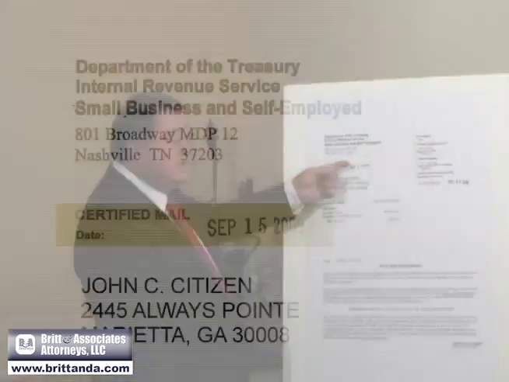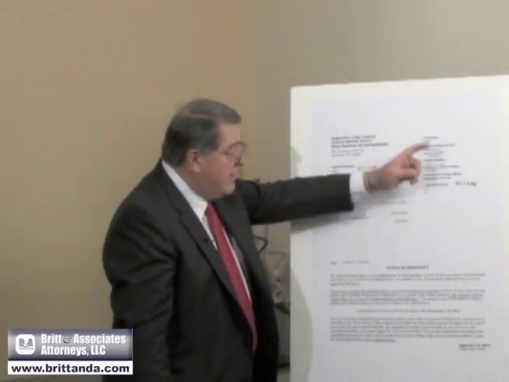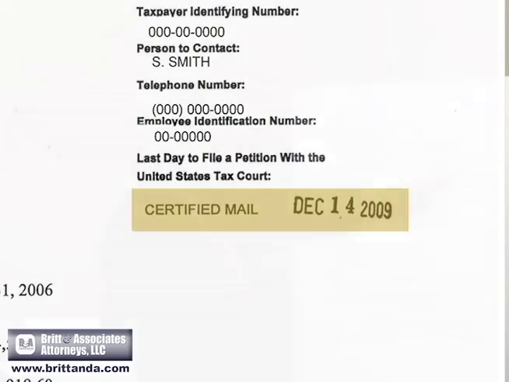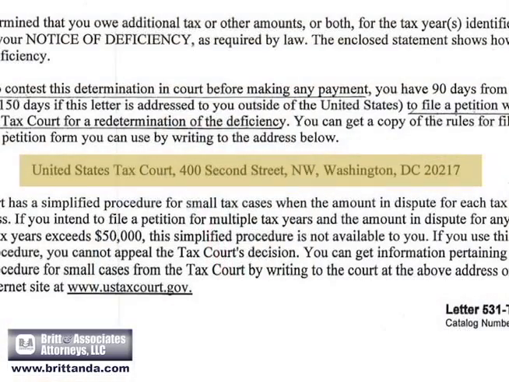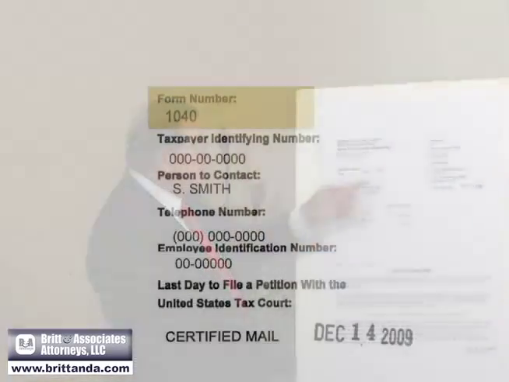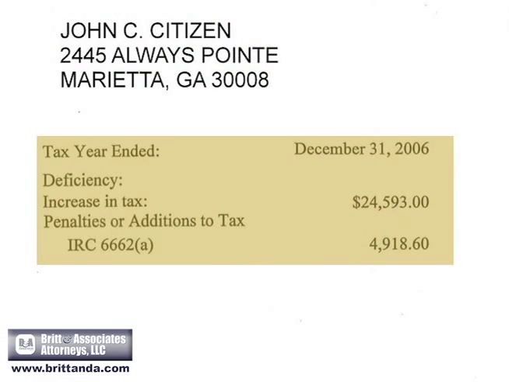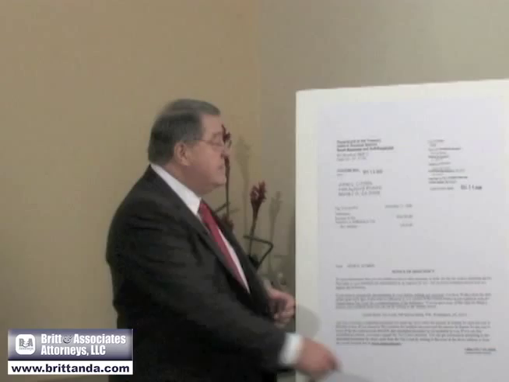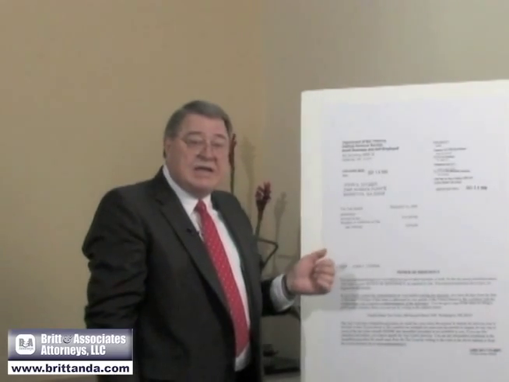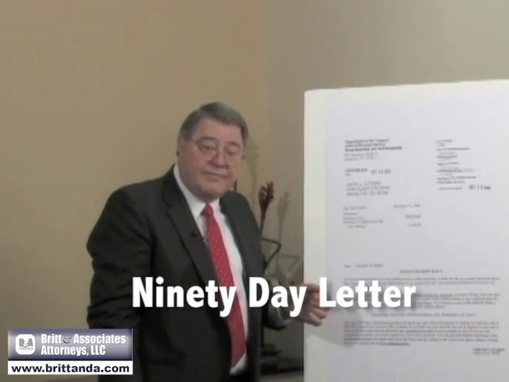The first is the date of the notice itself. That date fixes the date by which you must file an appeal to the United States Tax Court. Second, it also fixes the type of tax, the year involved, as well as the amount and penalties. This deadline is 90 days from the date of the notice. Hence, this letter is sometimes called the 90-day letter.